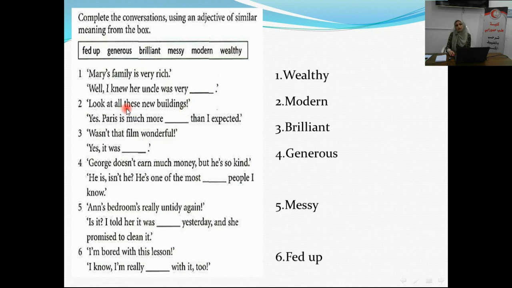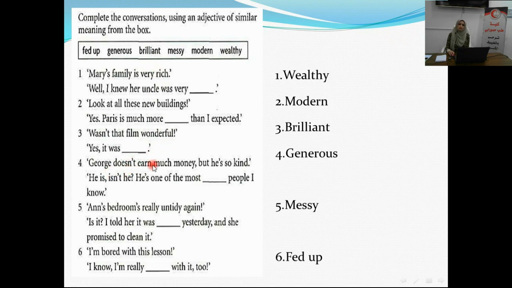Number two, look at these new buildings. Yes, Paris is much more... than I expected. So you notice here we have the adjective new, new buildings. So the suitable adjective to be used here is modern. It has the same meaning. Number three, wasn't that film wonderful? So we are talking about the film and we describe it as wonderful. So we're going to say, yes, it was brilliant. Brilliant carries the same meaning as wonderful.